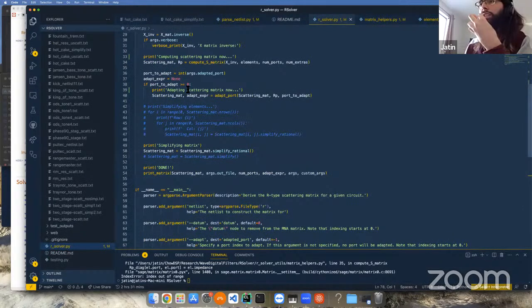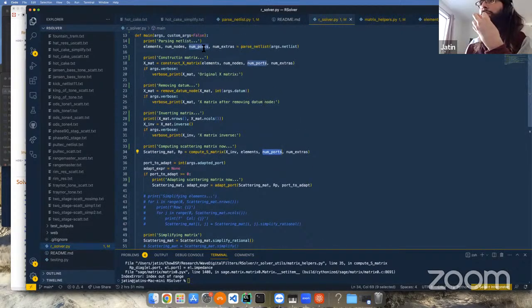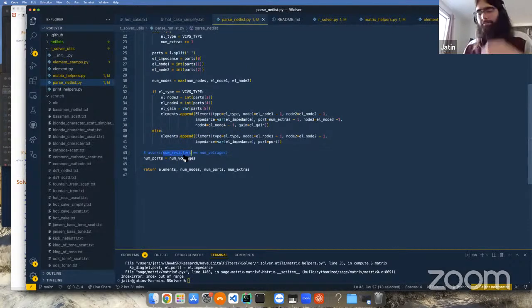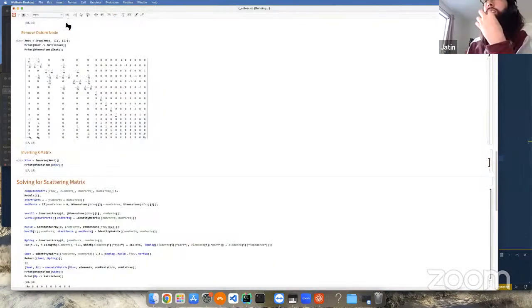So when we're calling compute S matrix, we're using this numports thing. Numports comes from here when we parse the netlist. So yeah, if we're not going to have this be num voltages, maybe let's have it be num resistors instead.